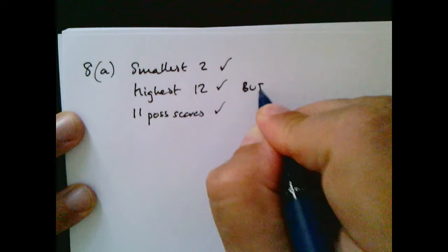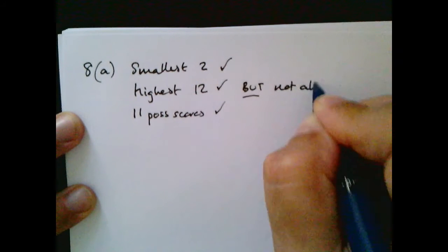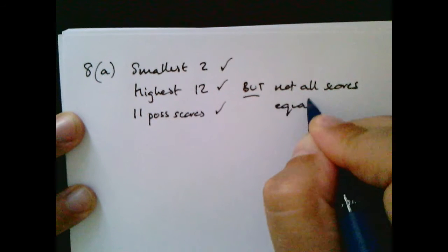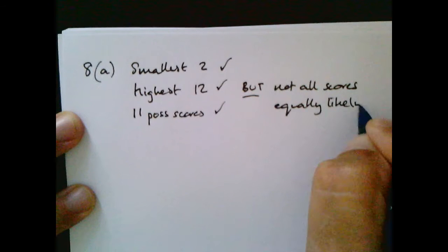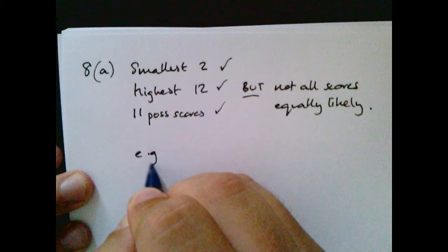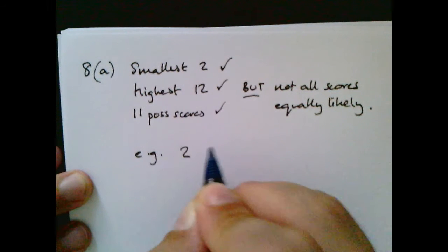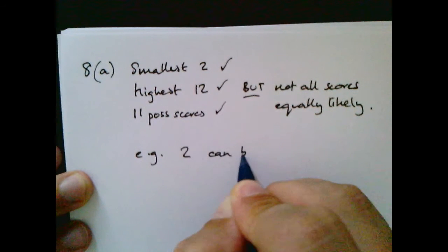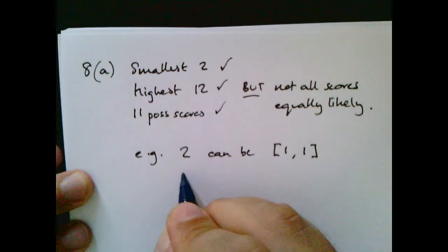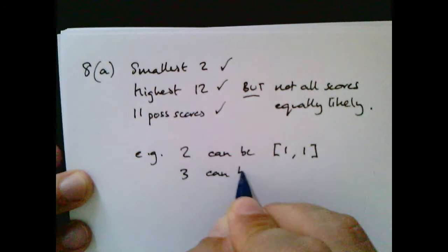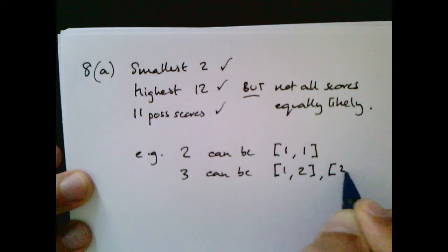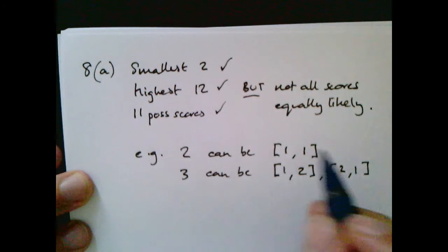But not all scores are equally likely. Okay, for example, a 2 can be a 1 and a 1. A 3 can be a 1 and a 2, or a 2 and a 1, etc.